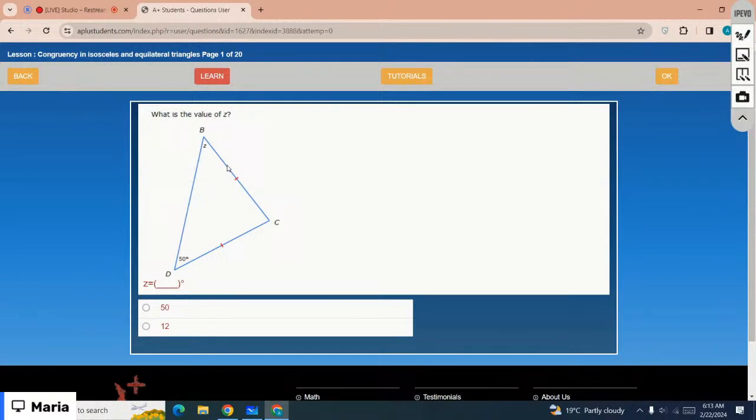So sides BC and DC are marked by the hatch signs, right? That means side BC and DC are congruent. So if side BC and DC are congruent, their opposite angles are also congruent. Angle Z is opposite to side DC and angle D is opposite to side BC, right? So angle D is 50. That means then obviously angle Z is also 50 degrees. The correct option is 50 degrees.